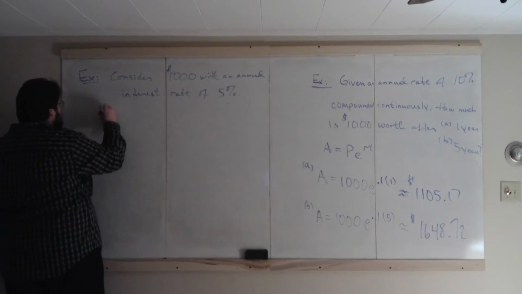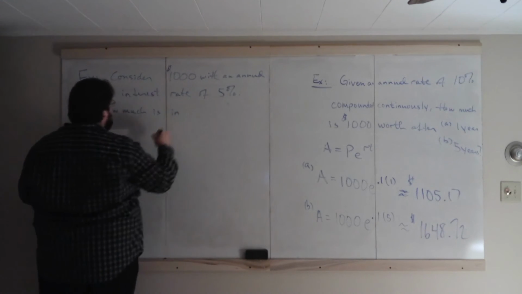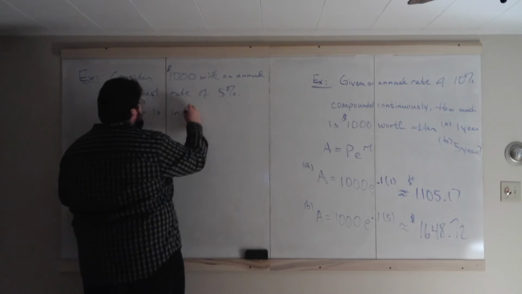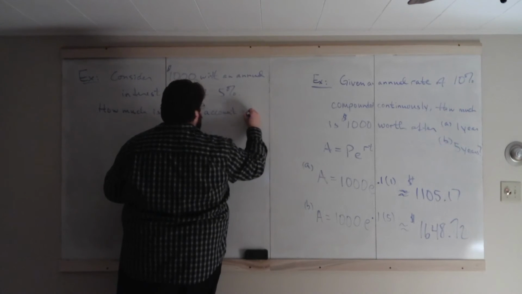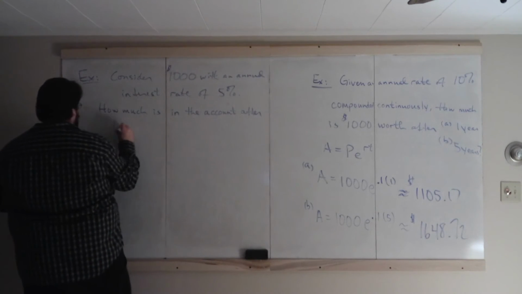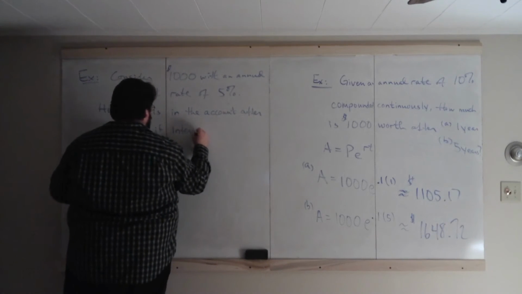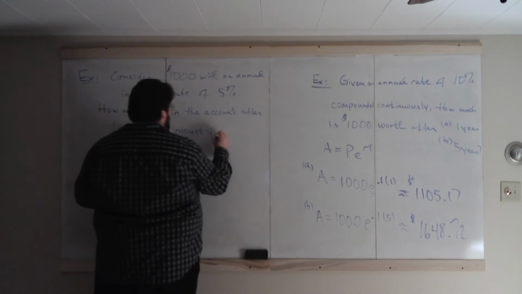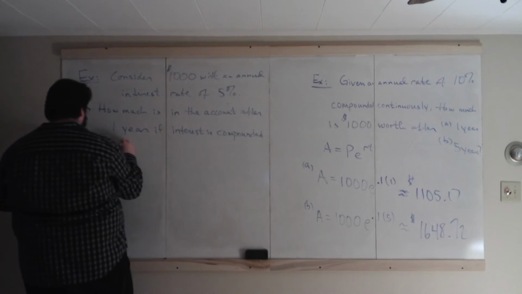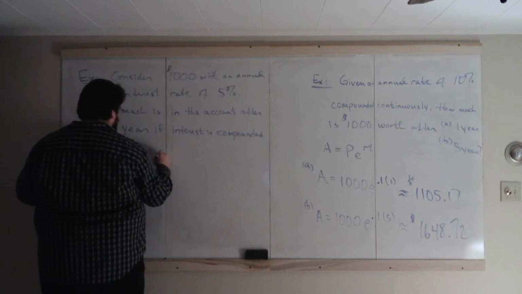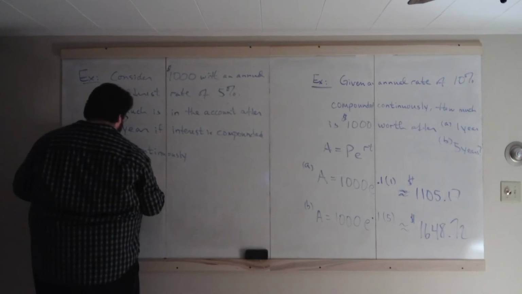How much is in the account after 1 year, if interest is compounded A, continuously, B, daily. So consider a $1,000 deposit.